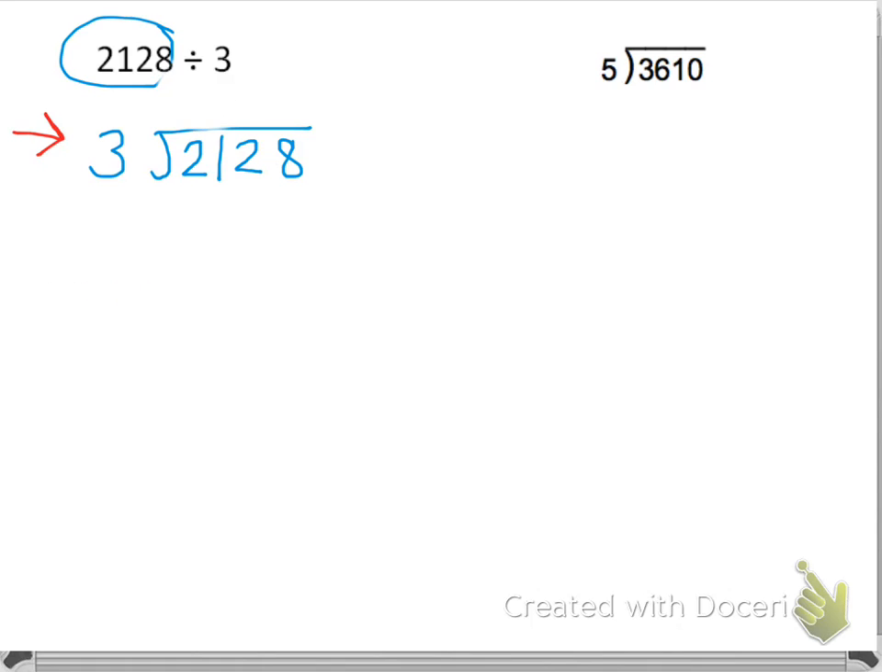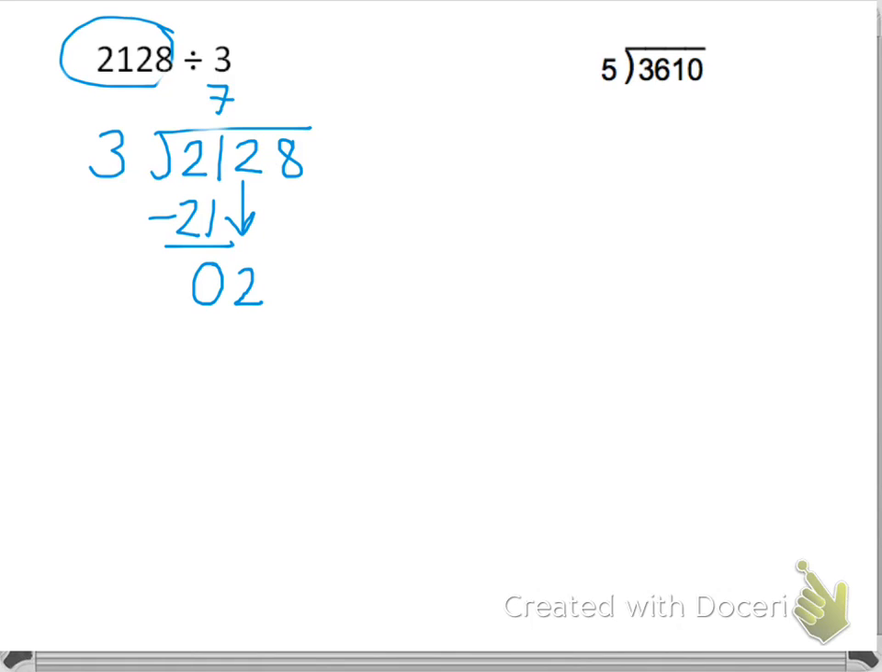If you run into that situation where when you do your check, the number's too big, this is what you have to do. Okay, so let's try it again. 3 goes into 21 7 times. 7 times 3 is 21. Subtract 21 minus 21, we get 0. Now bring it down, so we'll bring down that 2.